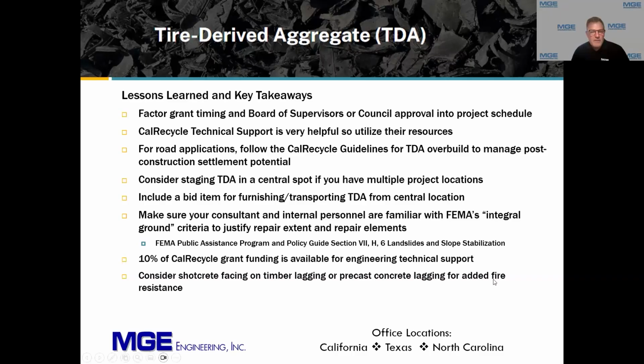All right, thanks, Martin. As I mentioned earlier, the 10% of the CalRecycle grant fund is available for engineering technical support. So that helped the county with their engineering costs. And one takeaway that I had, I would recommend using shotcrete facing on your timber lagging for your soldier pile walls, or use precast concrete lagging for added fire resistance. Just a note, if you saw the pictures, that's something I would do now in light of the fires we've had in California recently.